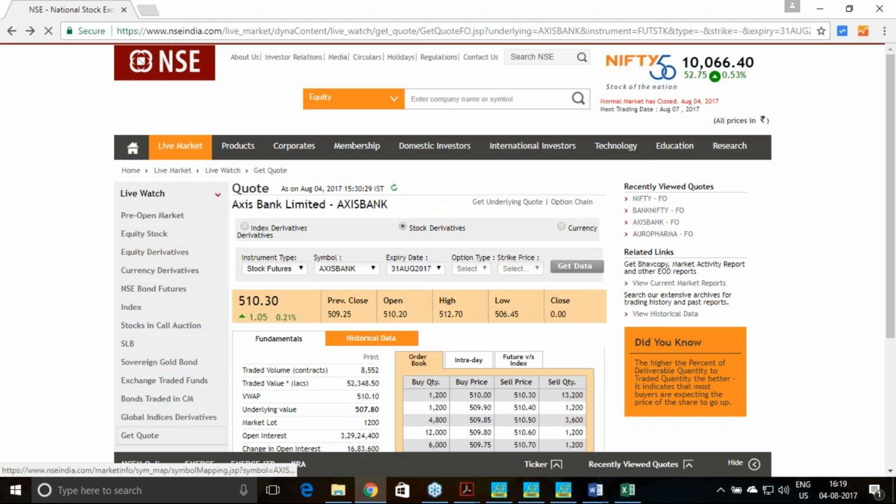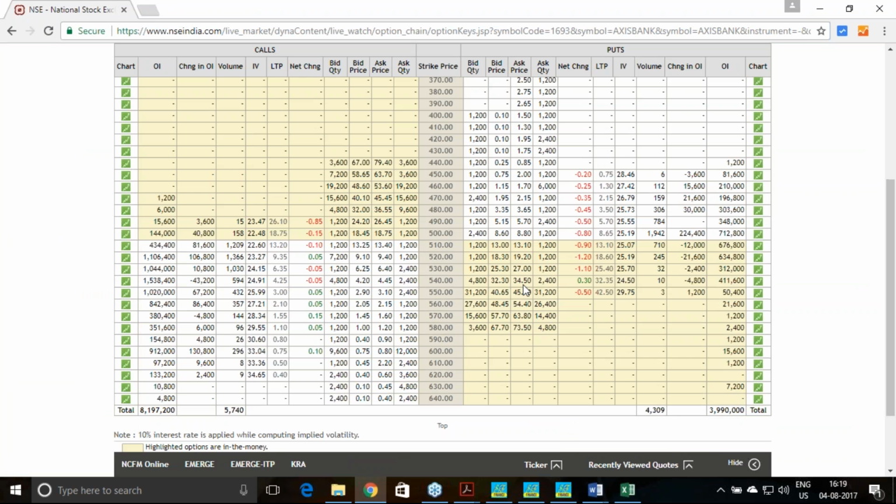Which option strategy will you form if it is giving a breakout above 516 on Monday? On Monday, if it is giving a breakout above 516, which strategy are you going to form? Tell me a simple strategy. If on Monday it is giving upward growth of 516 plus, what will be your strategy?